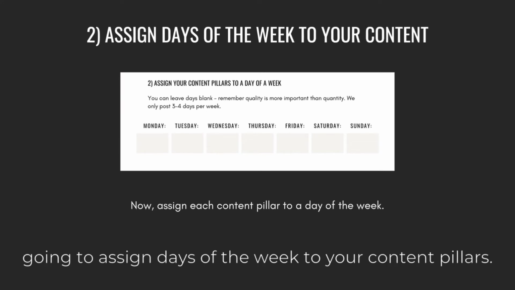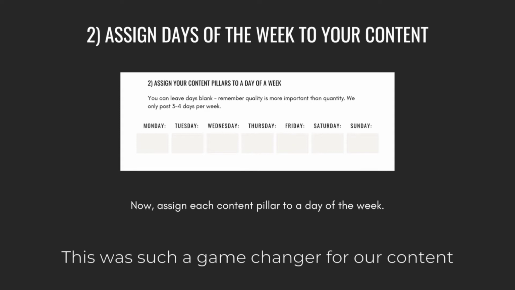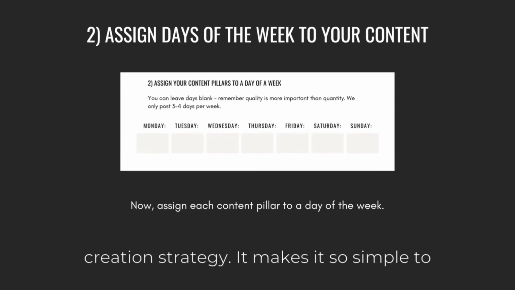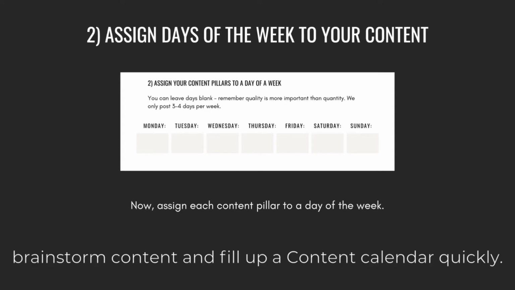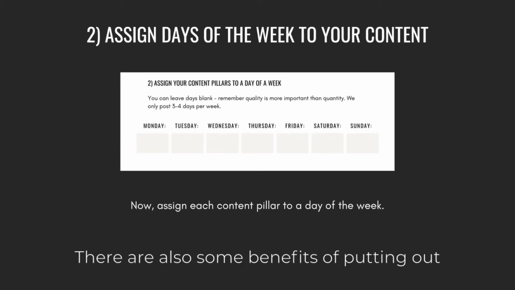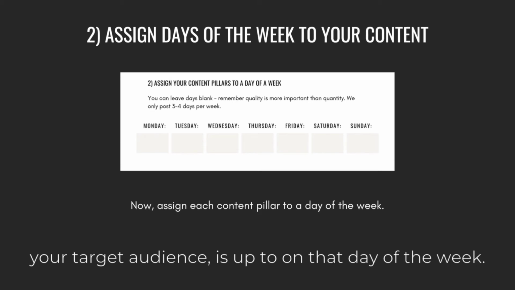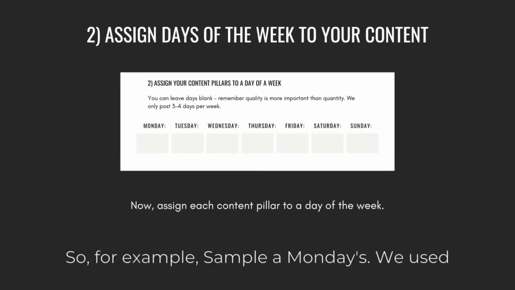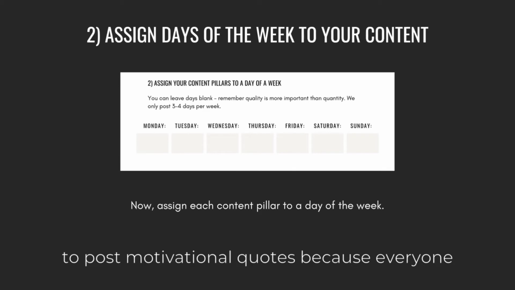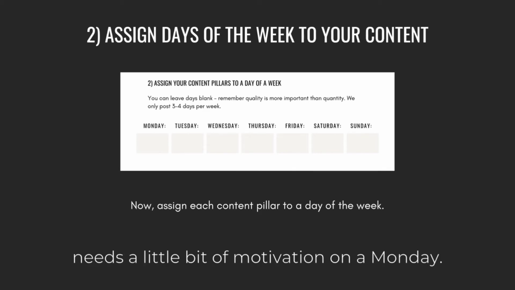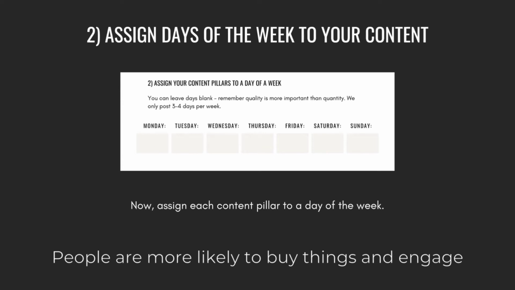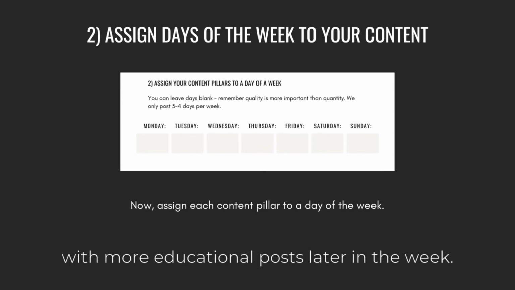Next, you're gonna assign days of the week to your content pillars. This was such a game changer for our content creation strategy. It makes it so simple to brainstorm content and fill up a content calendar quickly. There are also some benefits of putting out certain types of content depending on what your target audience is up to on that day of the week. So for example, on Mondays, we used to post motivational quotes because everyone needs a little bit of motivation on a Monday. People are more likely to buy things and engage with more educational posts later in the week.